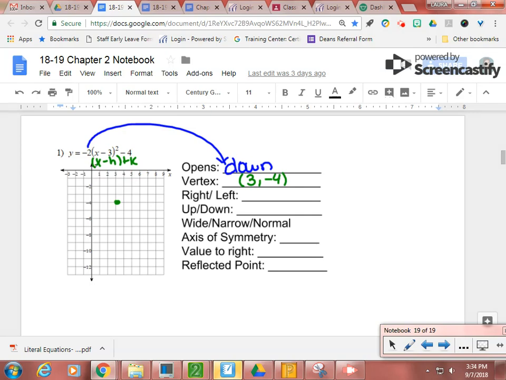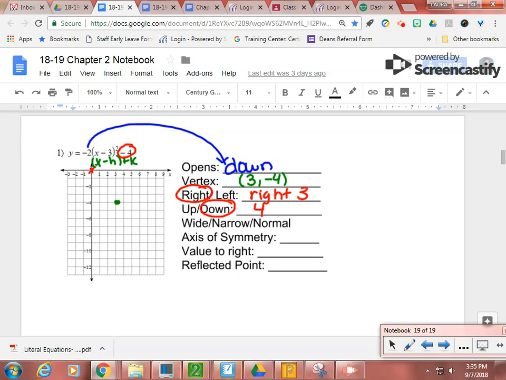Then we have to decide, does it move to the right or to the left? Well, if you just look at the parent graph started here at 0, 0. So clearly we have moved this to the right, but we moved it to the right 3 because of that +3. Then did we move up or down? Well, that's based on this. So we went down 4.